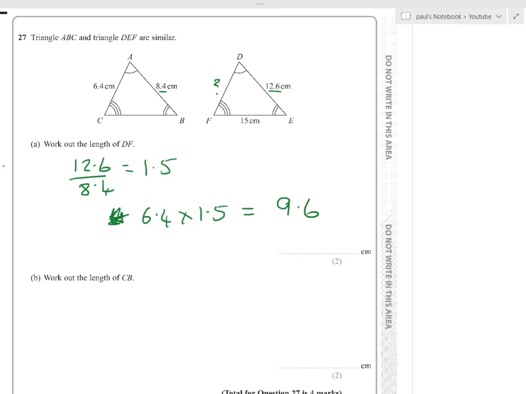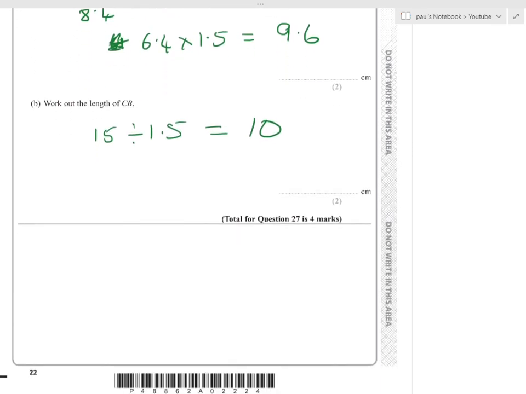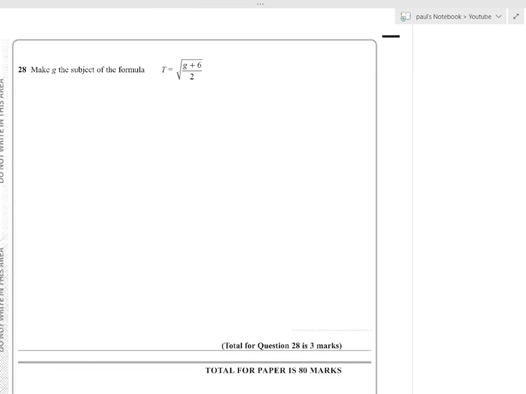9.6. Work out the length of CB. Oh, this one as well. So now we're going to get 15 divided by the 1.5. That looks like it could be 10, couldn't it? Yeah? 10. Oh no, what's going on here?